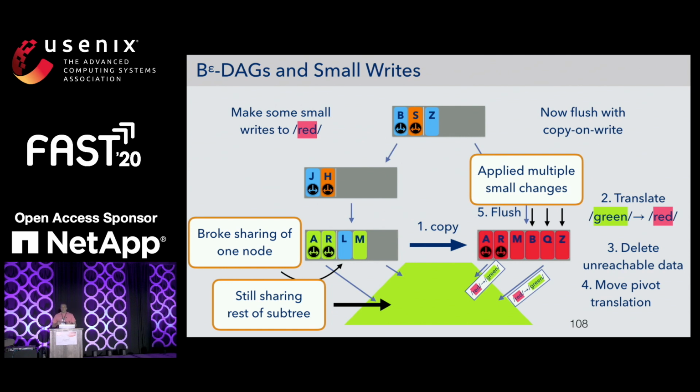So we call this whole process copy on abundant write, because we're doing a copy on write process where we're only actually performing the copying, and we're only actually breaking sharing, when we have a lot of writes that we're going to apply.